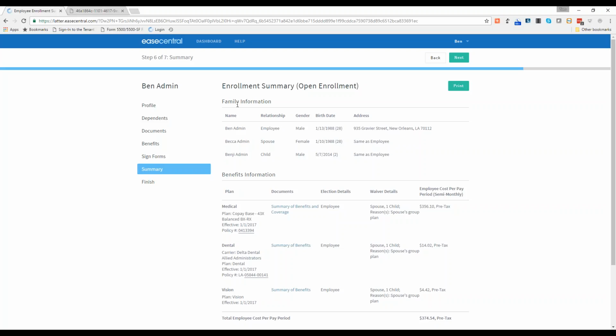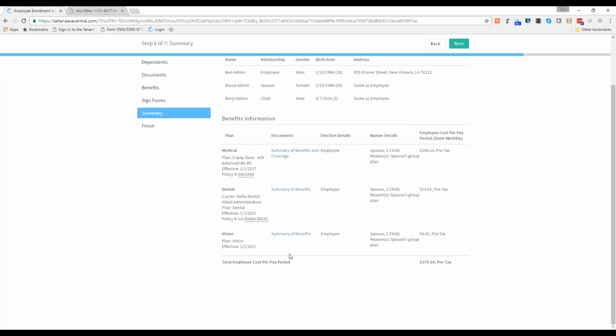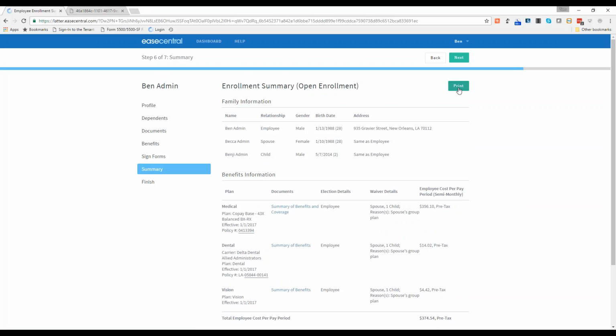to a quick summary where it'll show yourself and your dependents listed, and then all the plans that you've selected, who's participating in those plans, who's waiving those plans, what your cost is for that, and also some handy links to the different more detailed summaries as well. You can print a copy of this for your records, and then you can click next to finish the process.